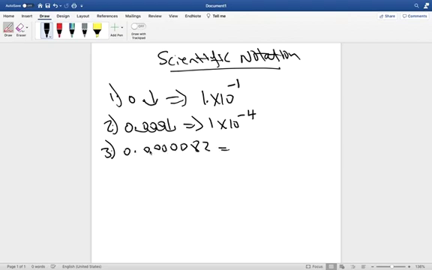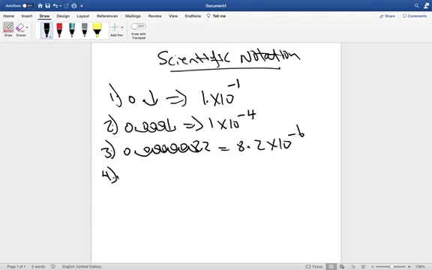If we have 0.000082, that number is actually smaller than the rest of the numbers that we saw before. We're going to go 1, 2, 3, 4, 5, 6. So, in essence, it's 8.2 times 10 to the negative 6.